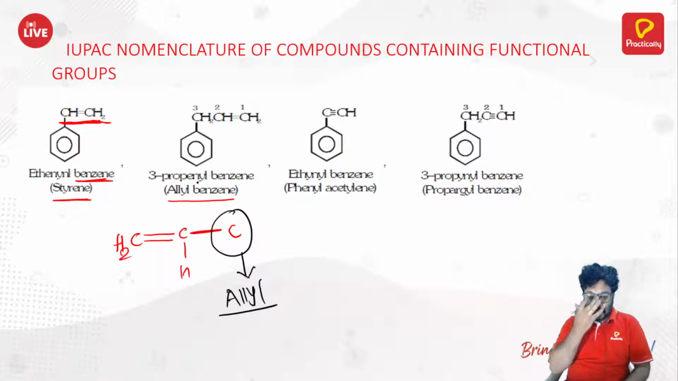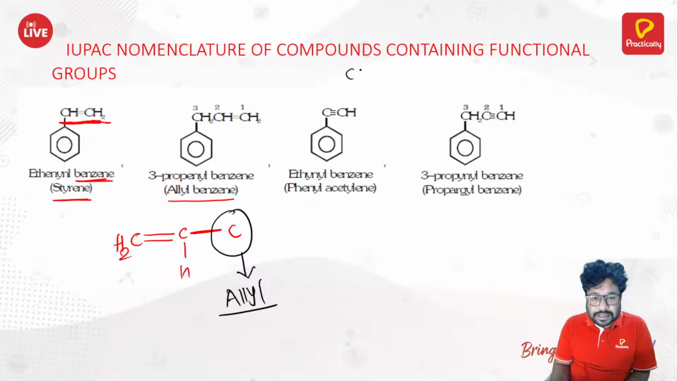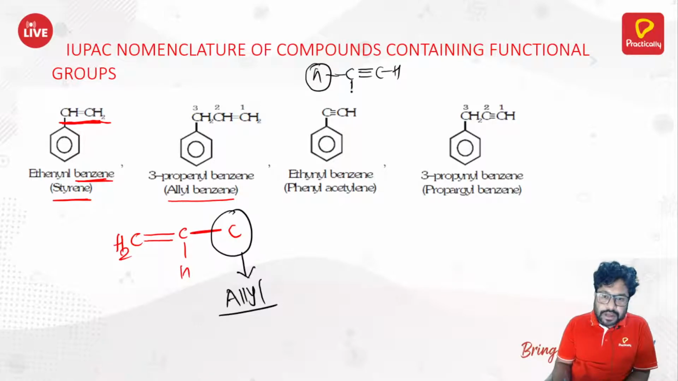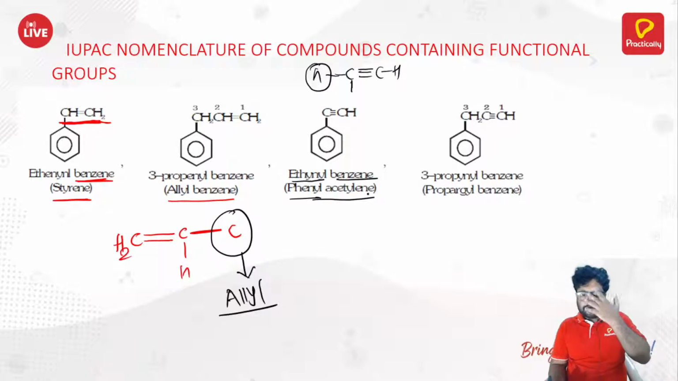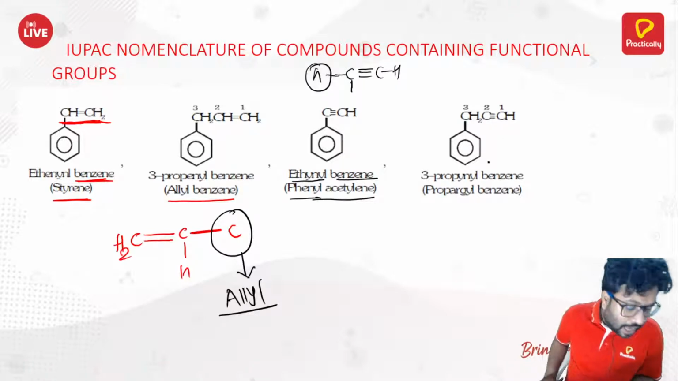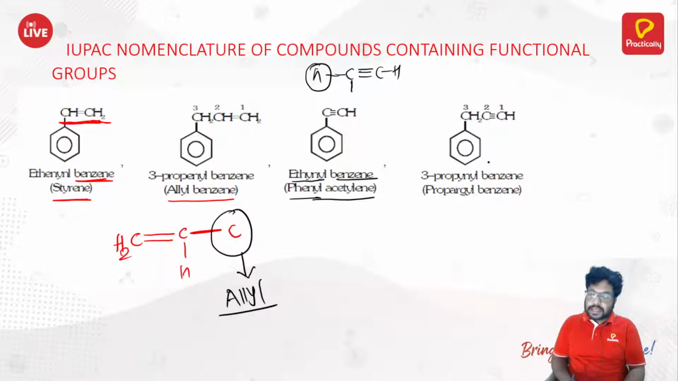Okay. Similarly here, this is C triple bond CH. So this is ethyne, right? Now you replace this hydrogen by the benzene ring. So what do we call that? Ethynyl benzene, right? Or you can also call that phenylacetylene. Again, that's a common name. Okay. Similarly here, triple bond 1, 2, 3. At the third position, you have a benzene. So 3-propynyl benzene. Okay. That is how all of this nomenclature works.